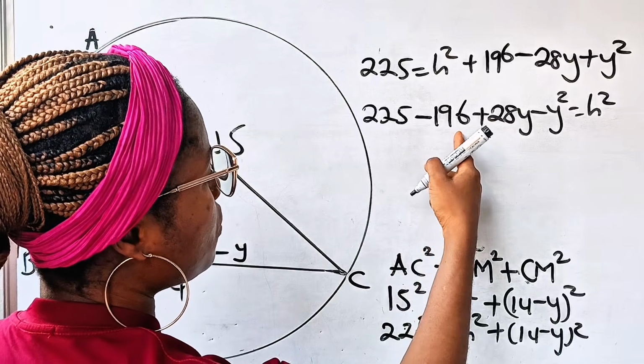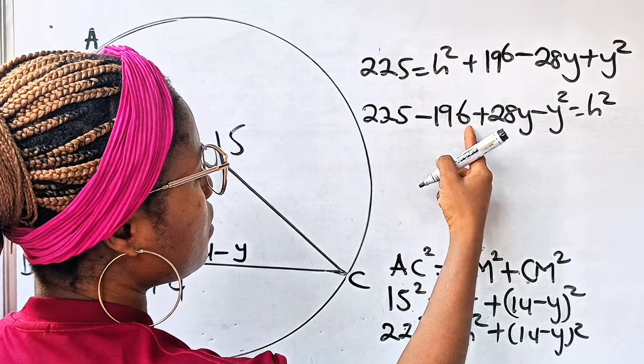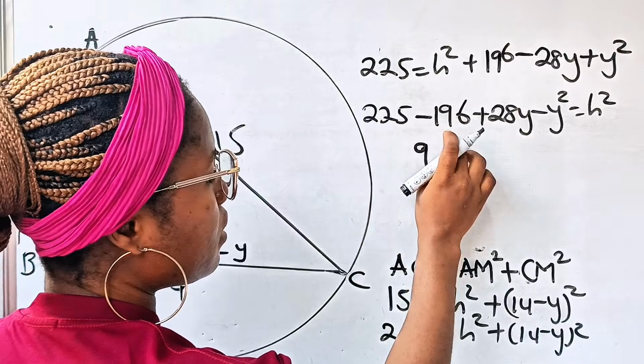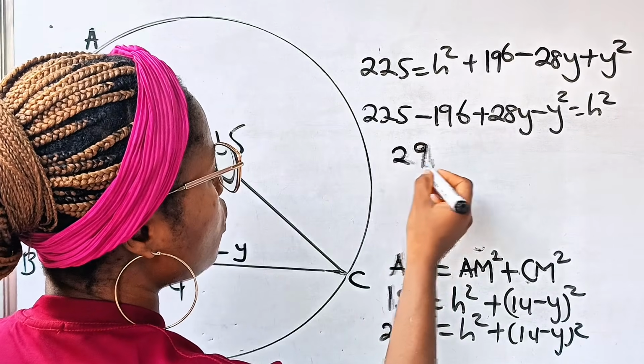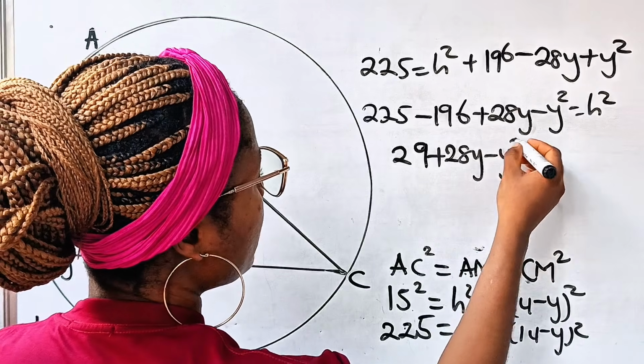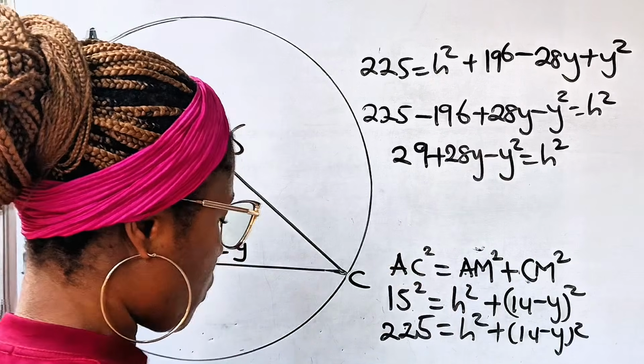Now 225 minus 196: 15 minus 6 will give us 9, 11 minus 9 will give us 2. So we have 29 plus 28Y minus Y squared is equal to H squared.